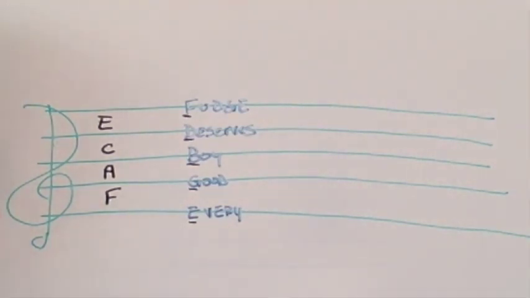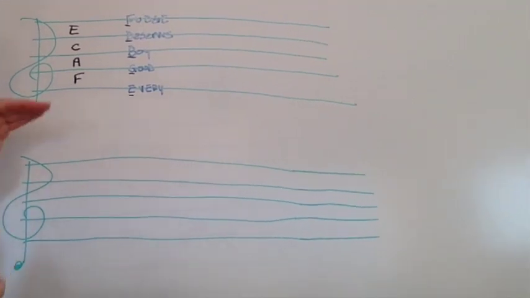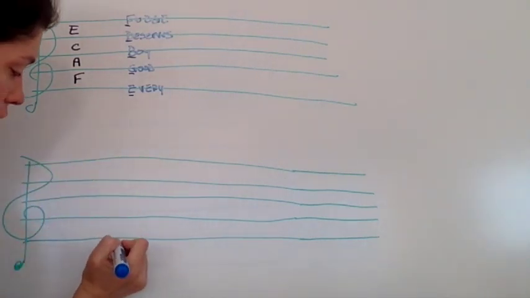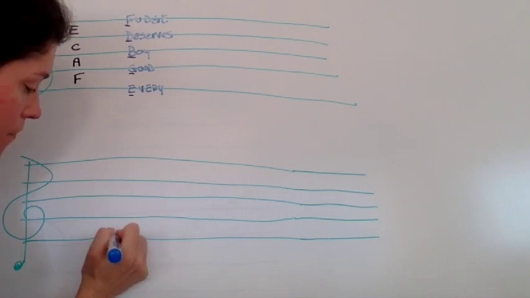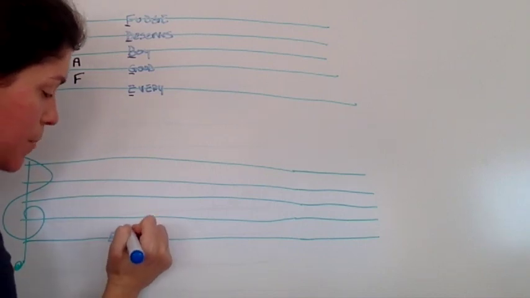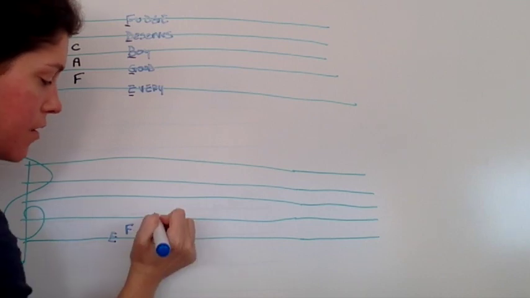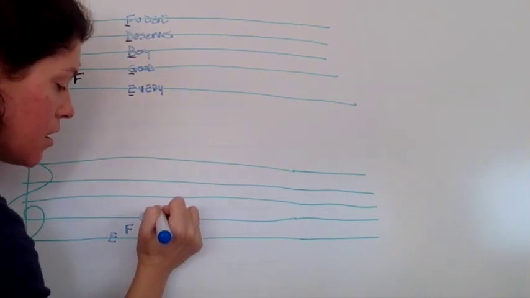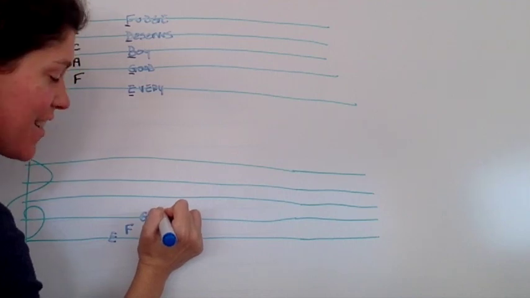Now, check this out. There's a pattern. Some of you may already see what the pattern is if you're alternating between the lines and the spaces. But let's make it really obvious, okay? If I start on the first line, that's an E. First space is an F. Second line is a G. You seeing a pattern yet?